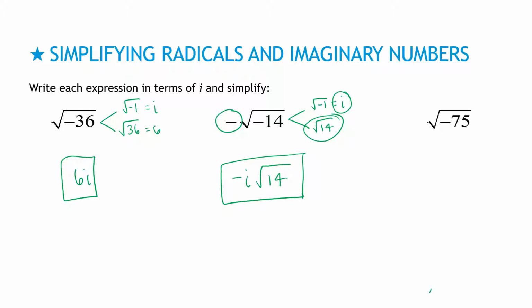Last one, radical negative 75. Again, I'm going to break this into negative 1, which will get rid of that negative, and 25, a perfect square that goes into 75, and 3. So this one's 5, this one's i, and this one's radical 3. So my answer is 5i radical 3.